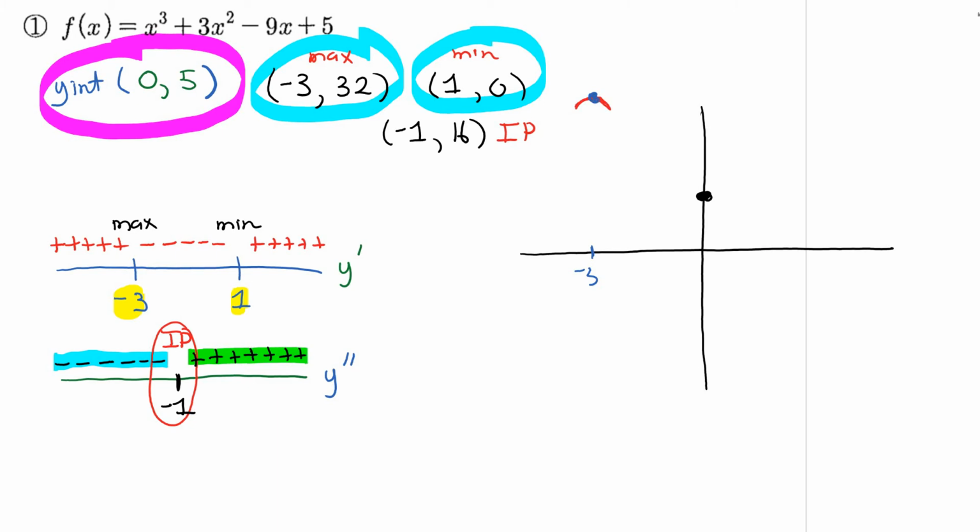And then you also have a minimum at 1, 0. So 1, 0 is somewhere here. And since you have a minimum, then I would just draw a minimum just like that. So this is at the point x equals 1.